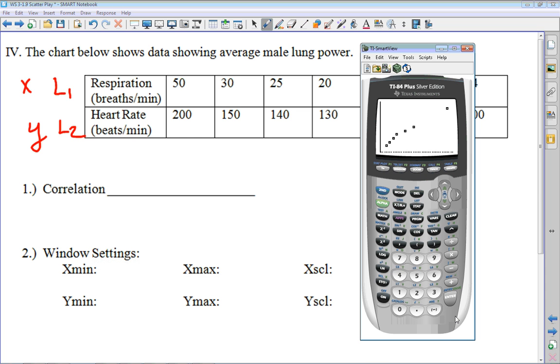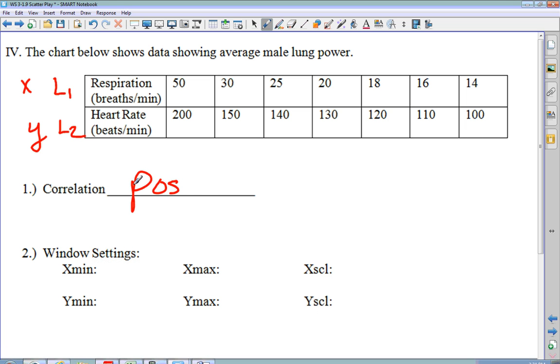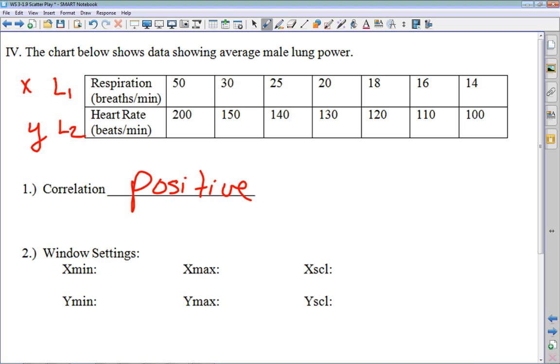Okay, what kind of correlation is this? From left to right, what's happening? It's going up. It's a positive correlation. So now this right here, I can write positive.